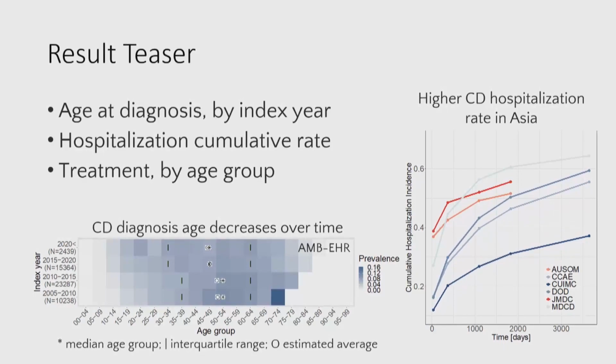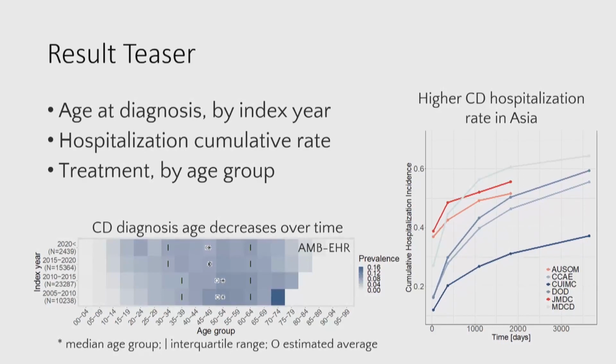This is a very tiny sample of the results that we obtained. On the left-hand side, there is a set of histograms showing the Crohn's disease age at diagnosis in one specific database across different index years. The bottom is the early 2000s, and the top row is the 2020s. As you can see, denoted by the stars, the age at diagnosis actually decreases over time. So this is one type of analysis that we are doing.